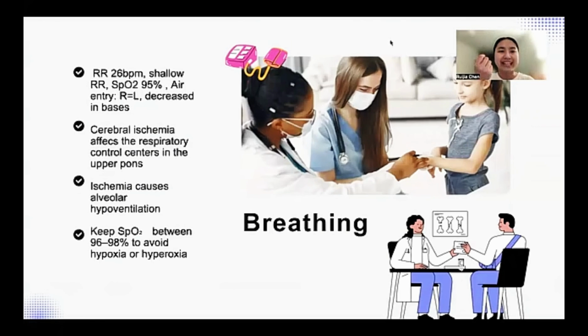From the breathing assessment, Teresa's breathing was shallow and fast. The oxygen saturation maintained at only 95%. Air entry was equal on both sides, but oxygen level in the lower parts of the lungs was reduced. This may be cerebral ischemia, affecting the respiratory control centers in the upper pons to change the rate and rhythm of breathing. The limited improvement in oxygen saturation after oxygen therapy also suggests alveolar hypoventilation.